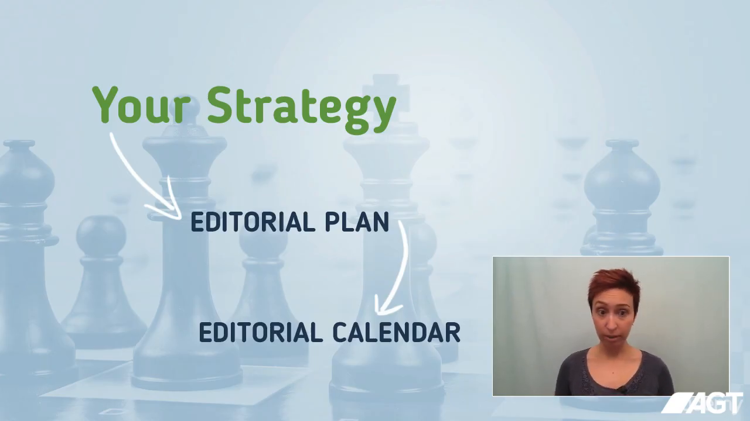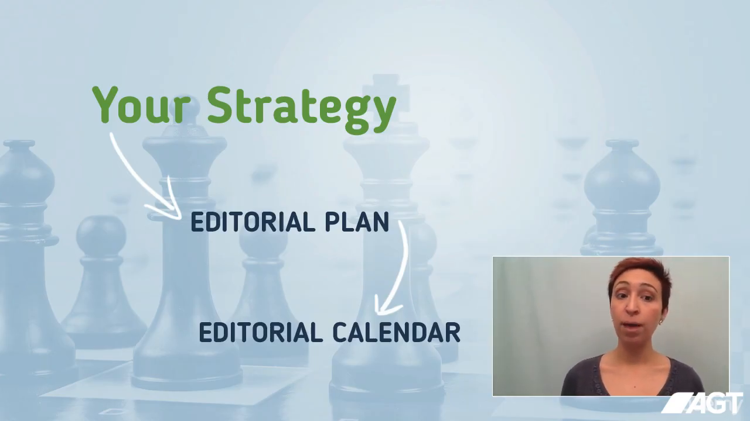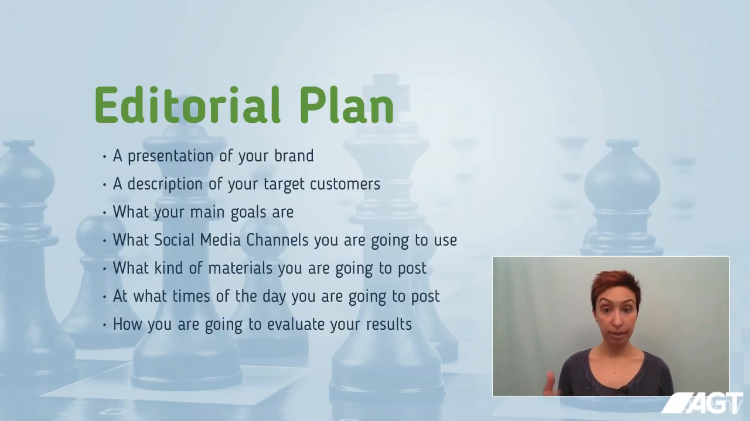They are completely different. An editorial plan is the roadmap for your strategy. In the course materials for this lecture, you can find a sample template of what I mean by an editorial plan. If you open it, you will see that it should contain the following key information: a presentation of your brand, a description of your target customers, what your main goals are, what social media channels you are going to use to promote your brand and why, what kind of materials you are going to post, at what times of the day you are going to post, and how you are going to evaluate your results.